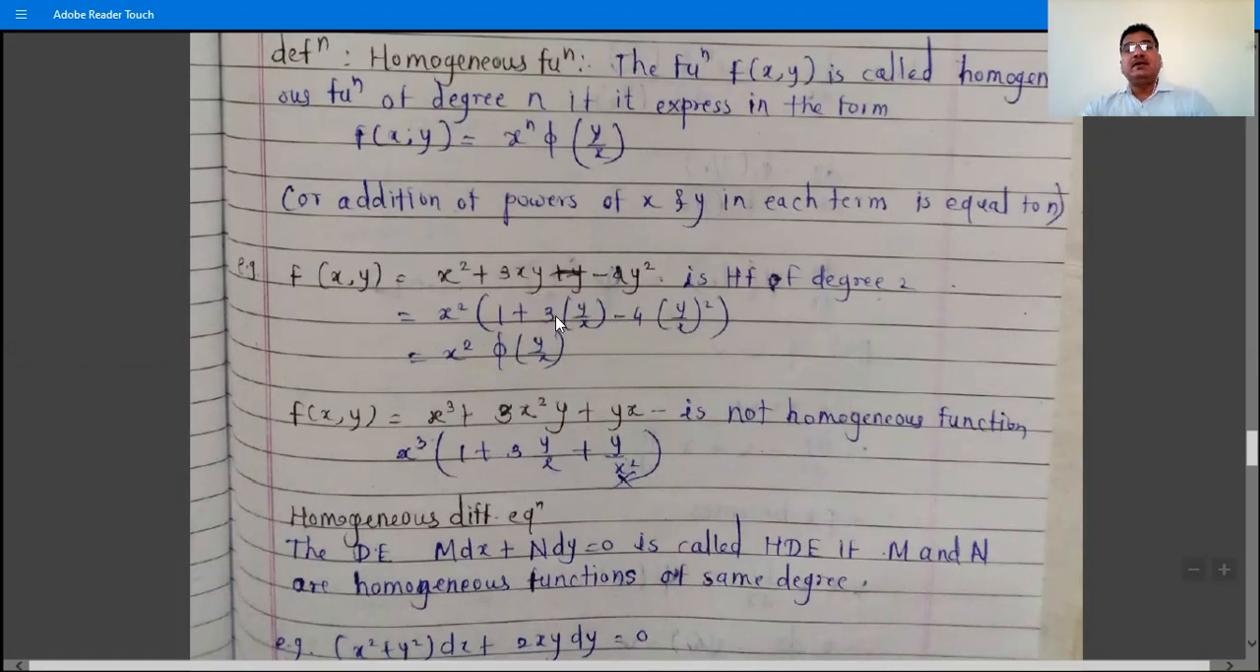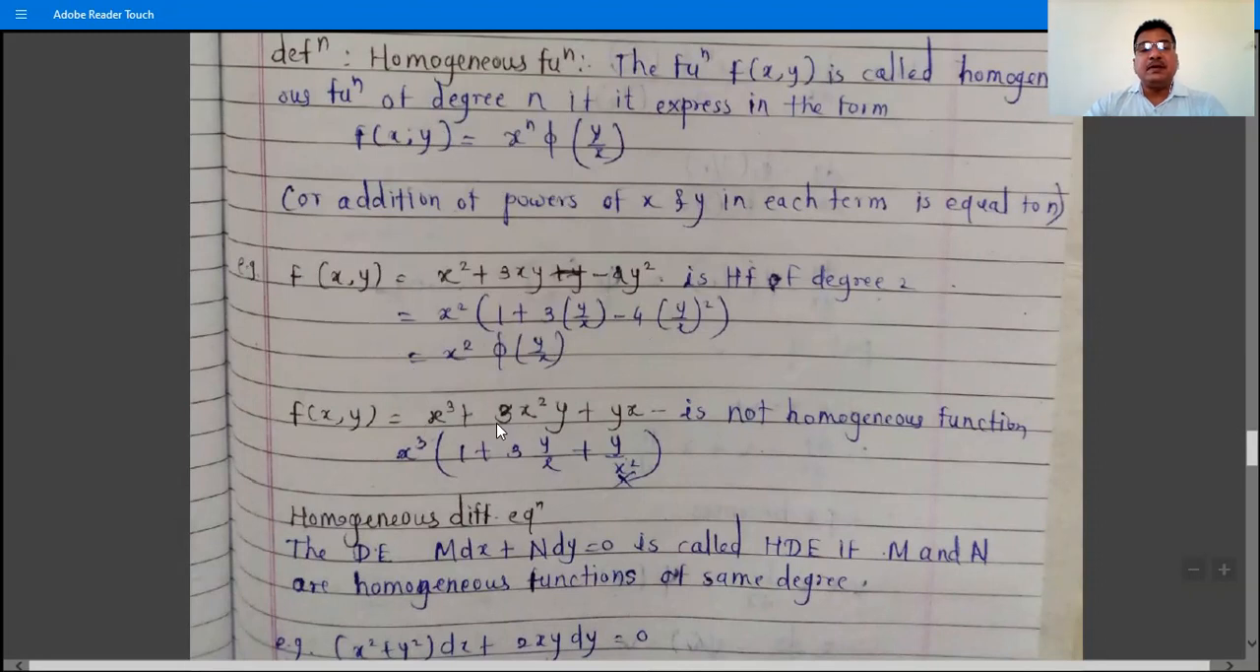When we say it is a function of y/x, if you observe the first term, it is (y/x) raised to 0. This is (y/x) raised to 1. This is (y/x) raised to 2. So each term is some power of y/x, and this bracket is a function of y/x. So by using this definition, the function is expressed in the form x² φ(y/x), and therefore this is a homogeneous function of degree 2.